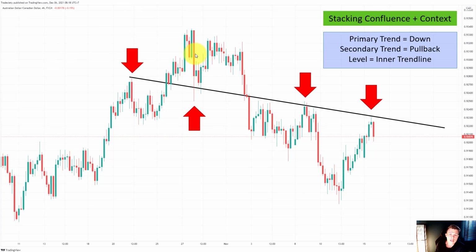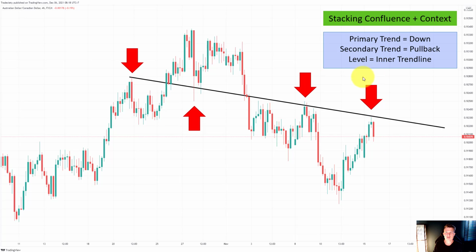And when we look at a higher time frame, such as the 4-hour, then we want to understand, first of all, what is the primary trend. The primary trend is down. The market topped out here and started making lower lows and lower highs. Secondary trend: currently we are in a pullback. So we are in wave 2 or wave 4.